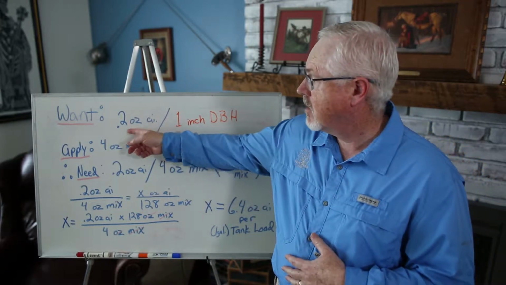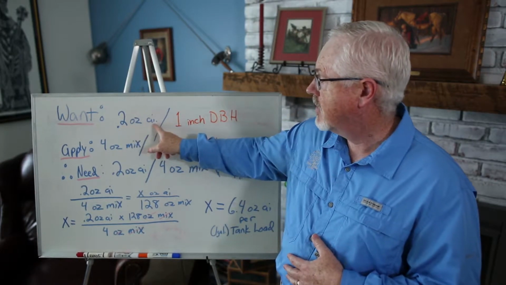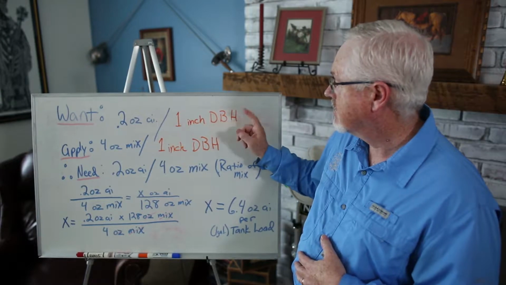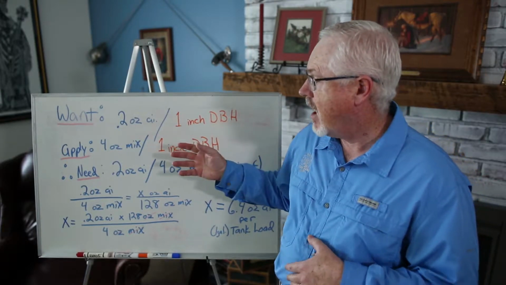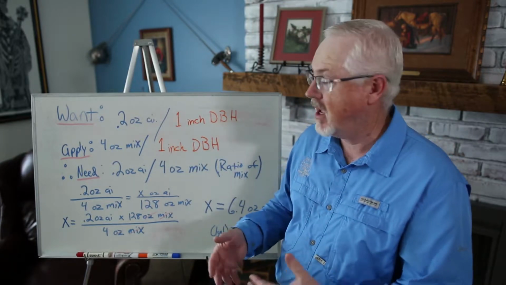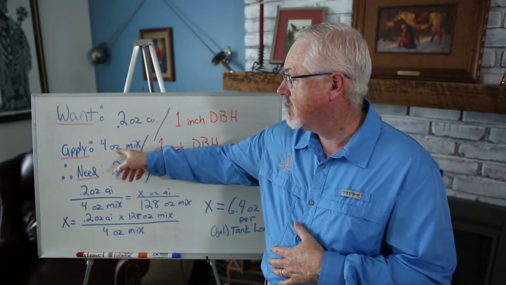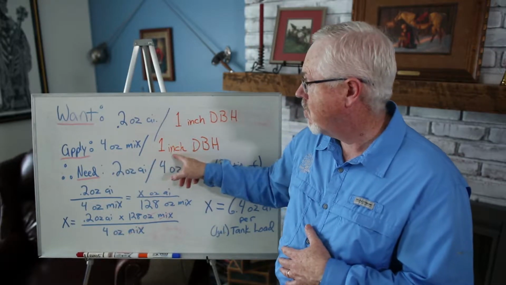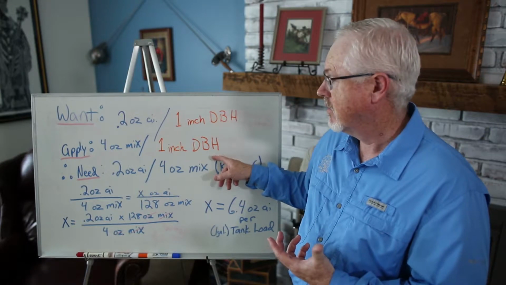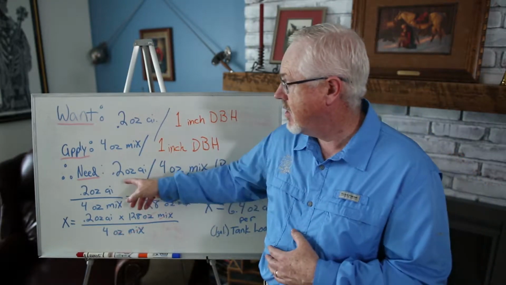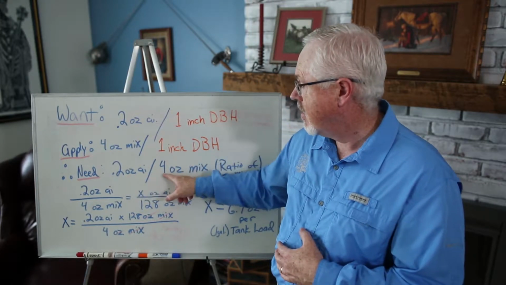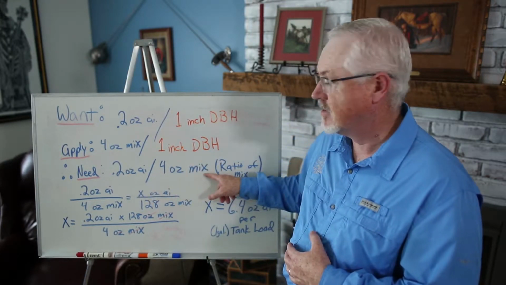So the label rate calls for 0.2 ounces of active ingredient for every 1 inch of diameter at breast height. Okay? And when I go to apply the material into the ground when it's already mixed up, I like to use 4 ounces of mixture for every 1 inch of DBH. That seems to work pretty well for me. Which means then that I'm going to need 0.2 ounces of active ingredient for every 4 ounces of mix.